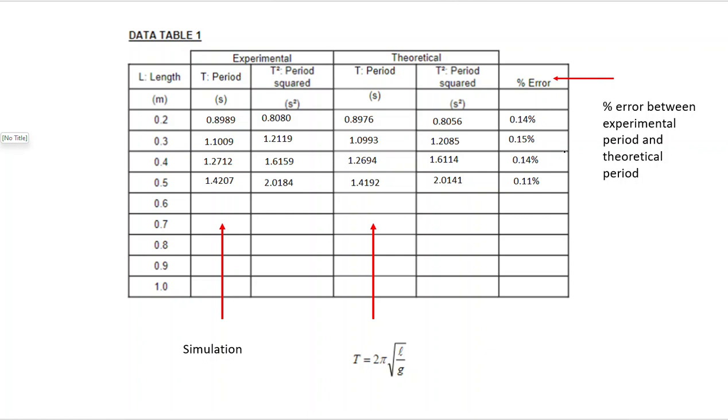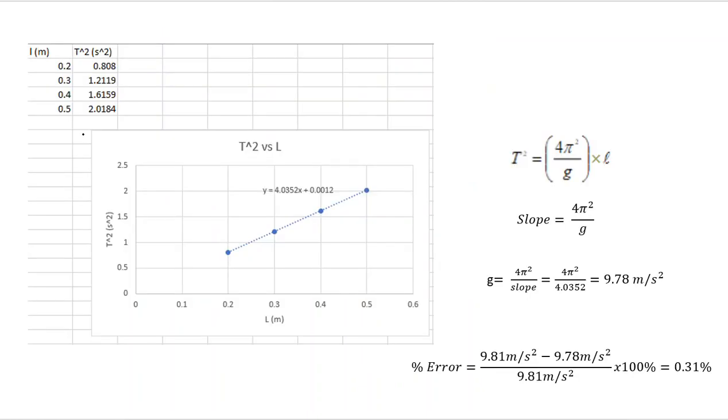And then in the last column, we found the percentage of error between the experimental period, which is this column, right, and the theoretical period, right? That was the column where we calculated the period using the formula. The formula period equals 2 pi times the square root of L over g. Once we got all the data, in this case I just got some values only. You need to complete the rest of the table.